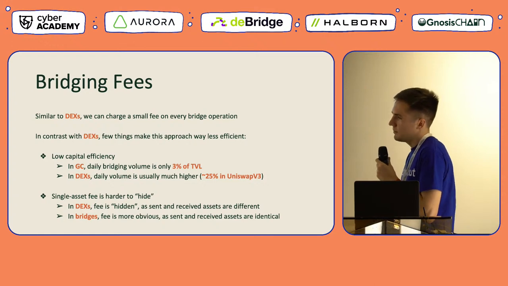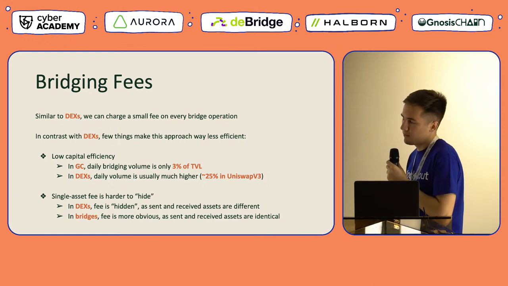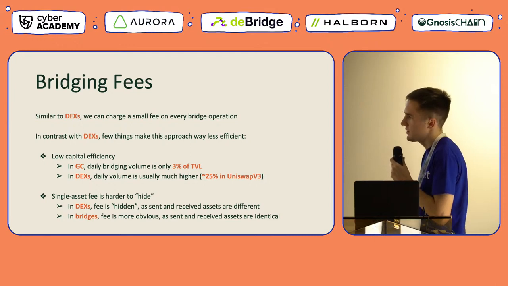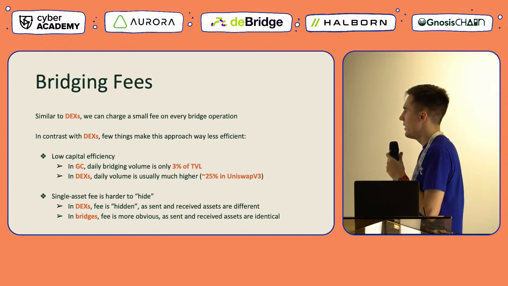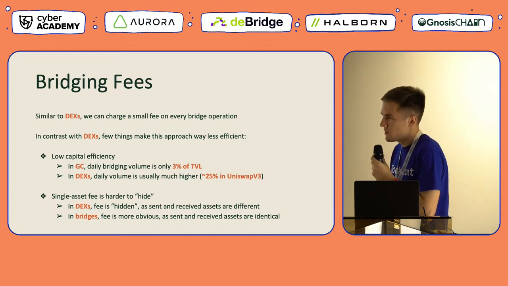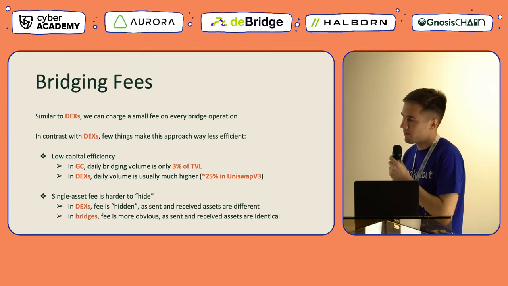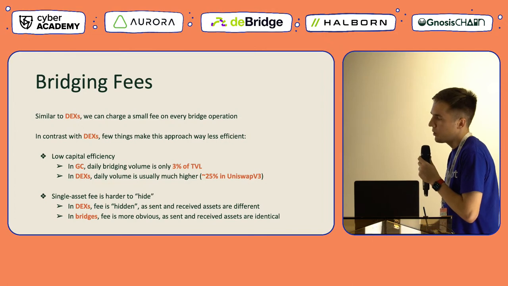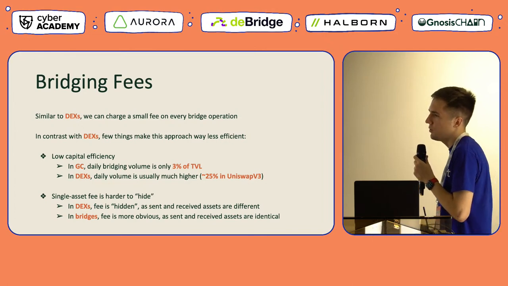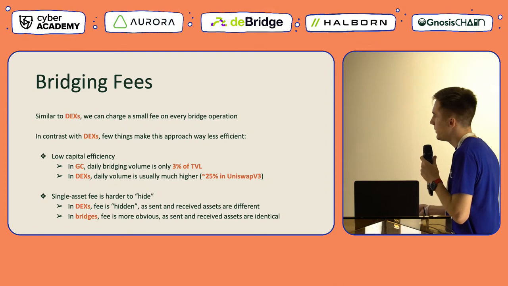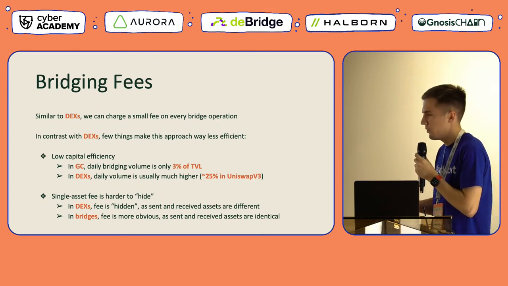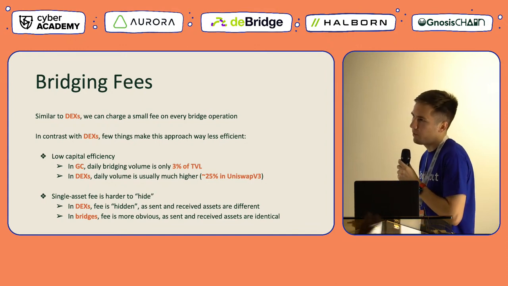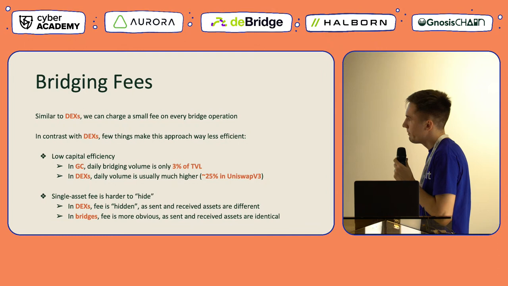This approach works well and awesome, but there are a few things that make it way less efficient than it is in decentralized exchanges. The first problem here is related to the capital efficiency of the bridge. The last time I checked the numbers at Gnosis Chain, the daily bridging volume was sitting somewhere around 3% of the entire TVL. If we compare that number with decentralized exchanges, you'll see that this number is typically much higher. The last time I saw at Uniswap, it was somewhere around 25%. So that definitely impacts the amount of fees you could potentially collect from your bridge operation.